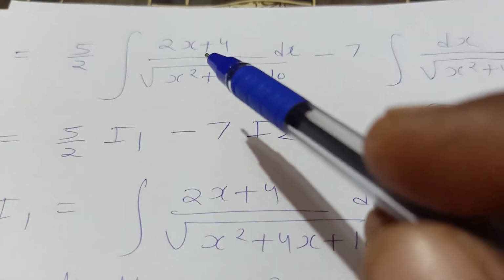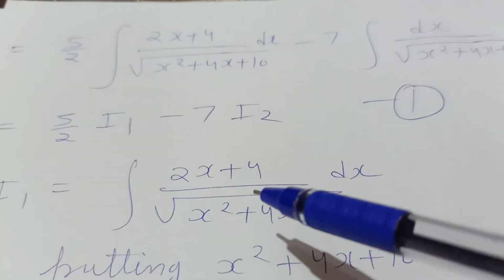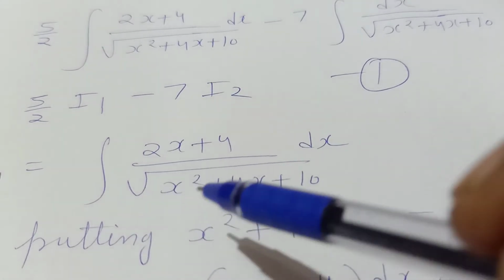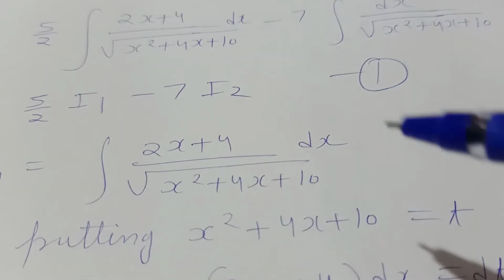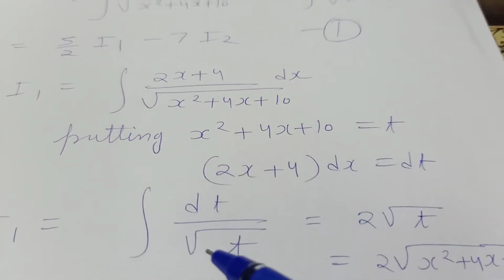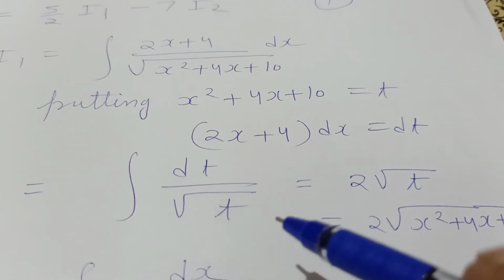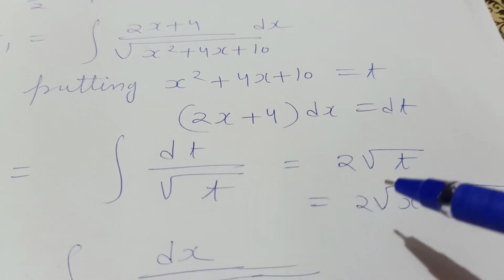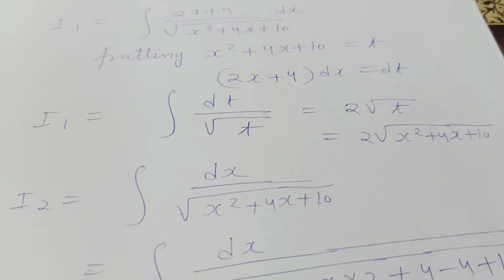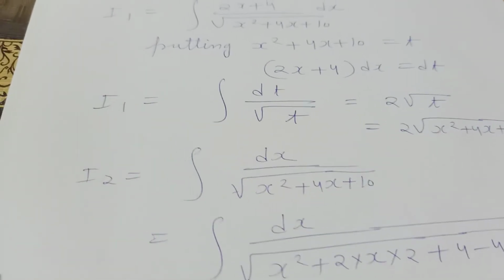Now we will take up I1 first. So this is our I1. Just put the denominator equal to t, that is x square plus 4x plus 10 equal to t. You will get (2x plus 4) dx equal to dt, and the given integral will become like this. And if you solve it, you will get 2 root t, that is 2 root x square plus 4x plus 10.